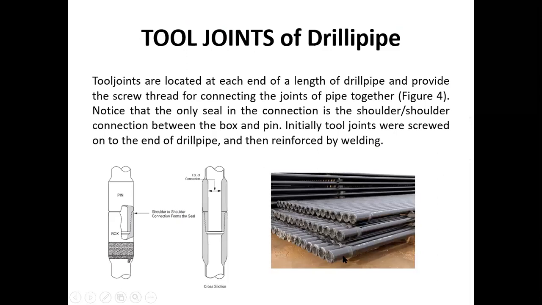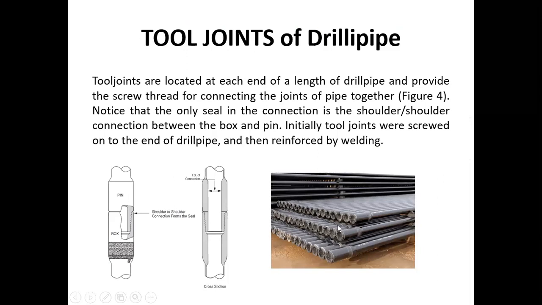Then you can see they have the tool joints. Here the tool joints are located at each length of drill pipe, and the purpose is to connect all of those pipes. When we are drilling, let's say 3,000 feet down, we have to connect lots of drill pipes together, and we make sure that these joints are well made and they do not break. If they break, then it's a problem.